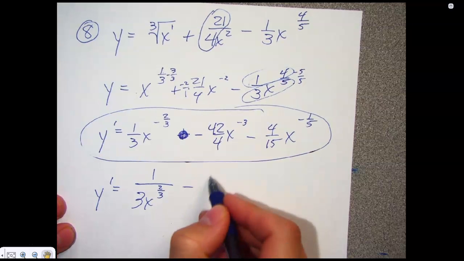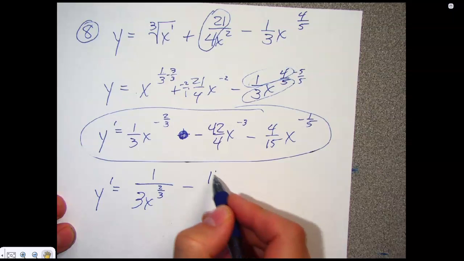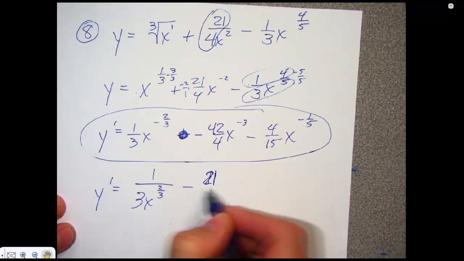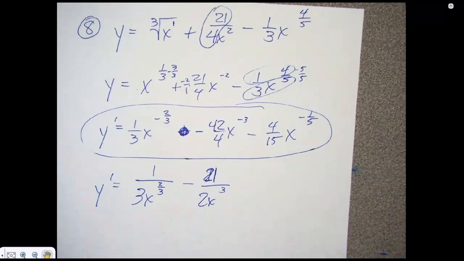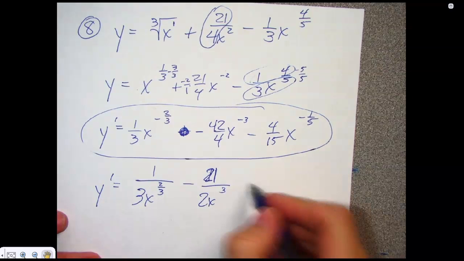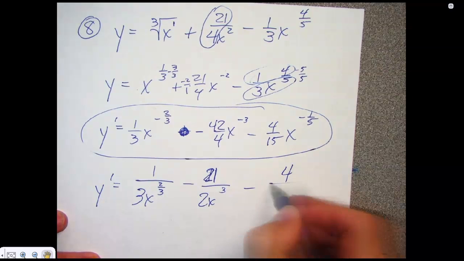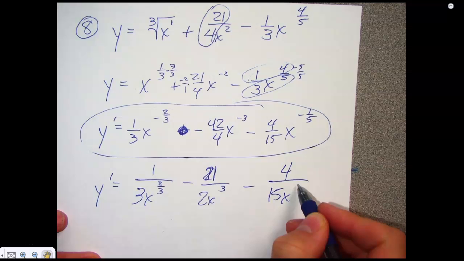They would probably make this over... They would probably go back to 21/2x to the 3rd. Again, you're not responsible to do that, but do you see how these two things are the same? 42/4, if I reduce it, it's 21/2. X to the -3rd on top is x to the 3rd on the bottom. And then they would go, okay, 4/15x to the 1/5.